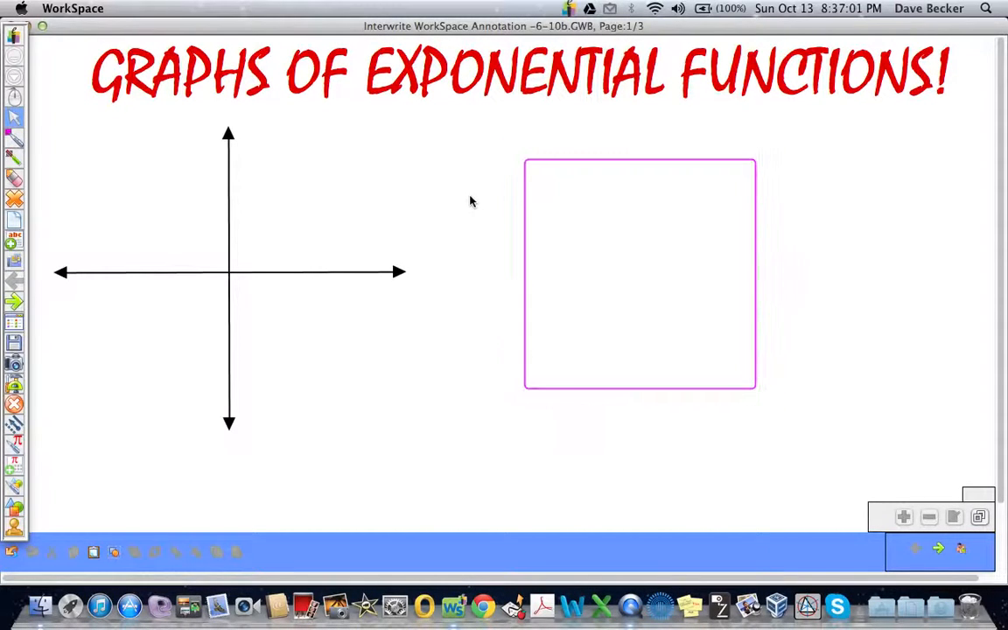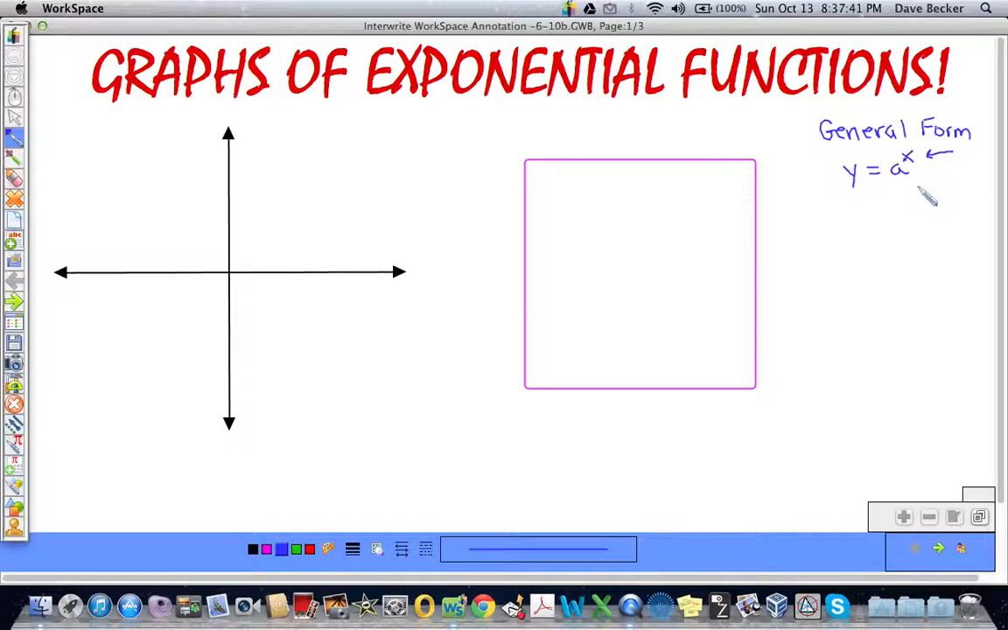Graphing exponential functions. What does the graph of an exponential function look like? Well, let's first start with the general form of an exponential function. What makes it an exponential function is it has a variable in the exponent. So the general form would be something like y equals a to the x. You see how the variable x is in the exponent. That right there is what makes it an exponential function.